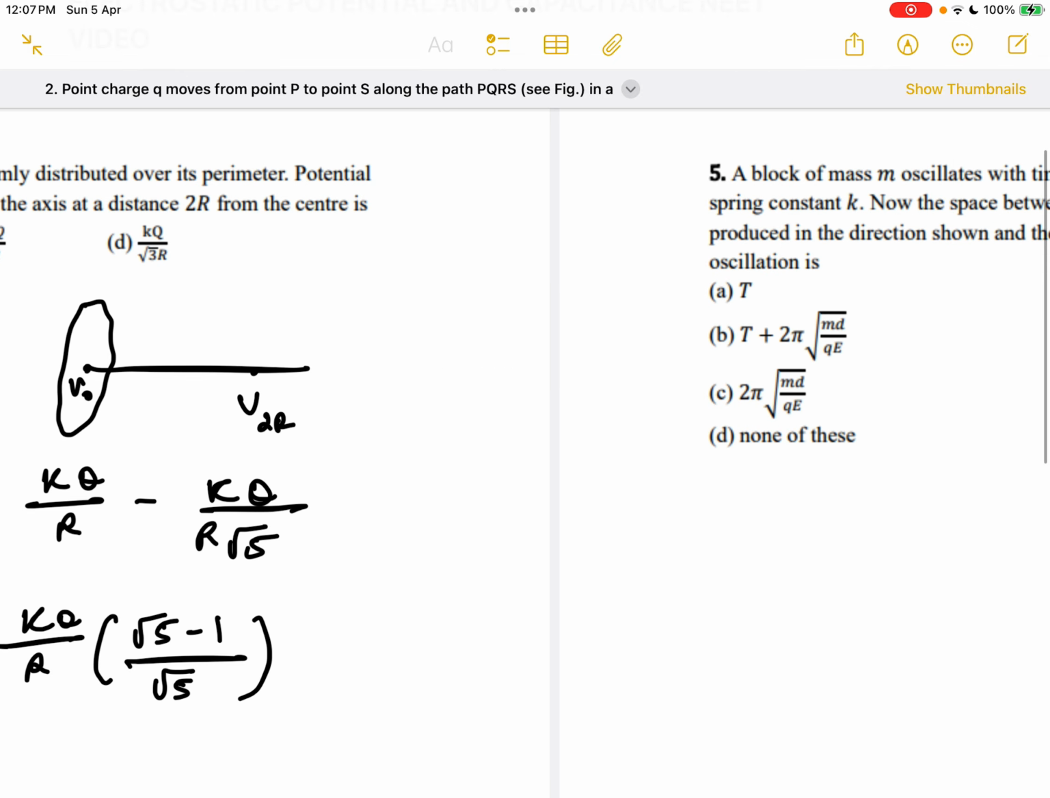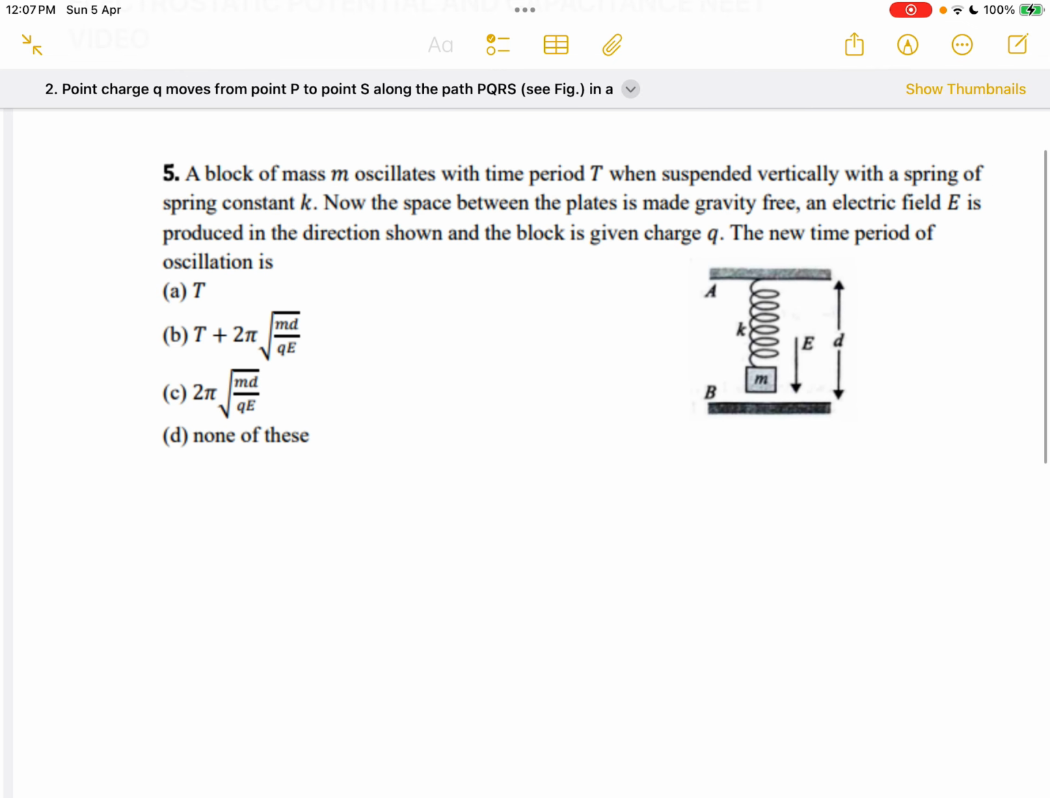Let us go further. Question number 5. A block of mass m oscillates with a time period T when suspended vertically with the spring constant k. Now, the space between the plates is made gravity free and an electric field is produced in the direction as shown. Then the block is given a charge q. The new time period would be.